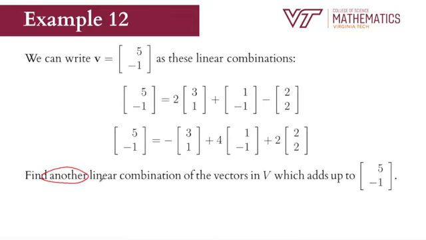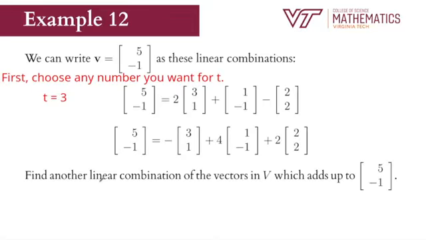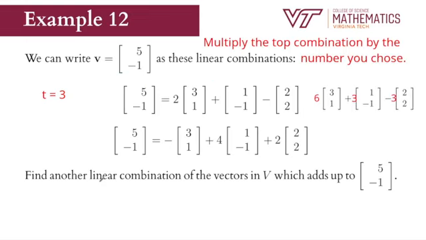So what we're going to do is start by picking any number we want for t. For this example, I've chosen t equals 3, but you don't have to use 3. I'm just using 3 for this example. When we choose t equals 3, we multiply all of the weights in the linear combination by 3. So 2 becomes 6, 1 becomes 3, and -1 becomes -3. So I'm multiplying the combination by the number I chose.